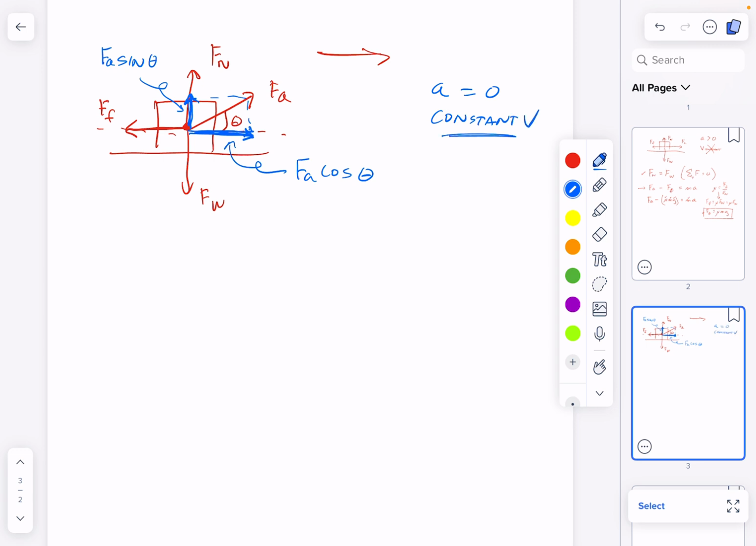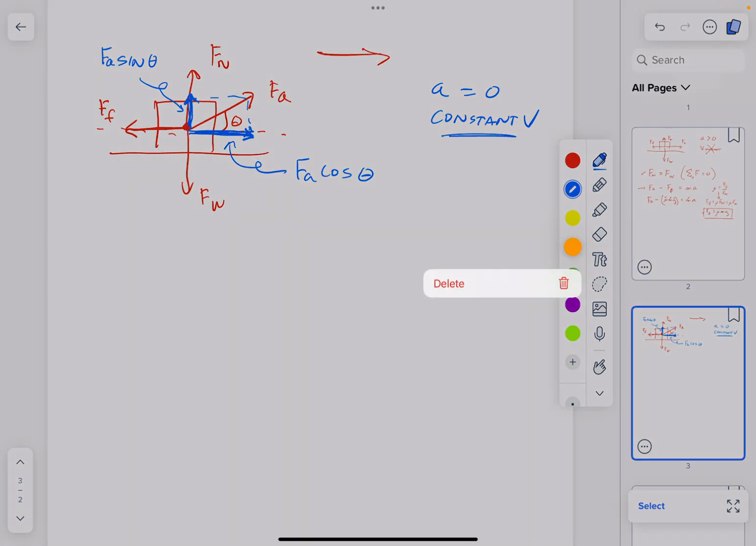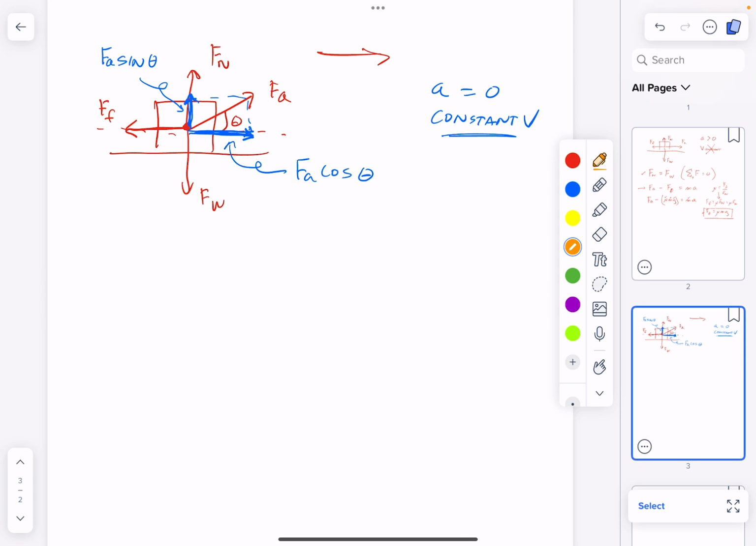This phrase, constant velocity, is often something that is overlooked when students attempt to do problems like this. Another point, please notice that I have two vectors acting upward. I've got this vector acting upward, which is the normal force, and I have that vector acting upward, which is the vertical component of my applied force.